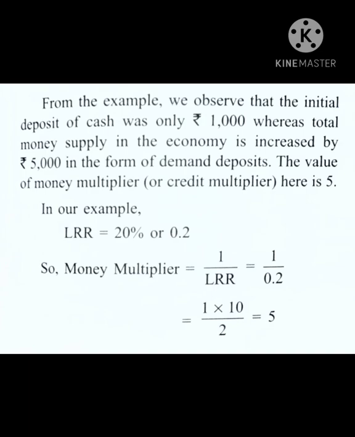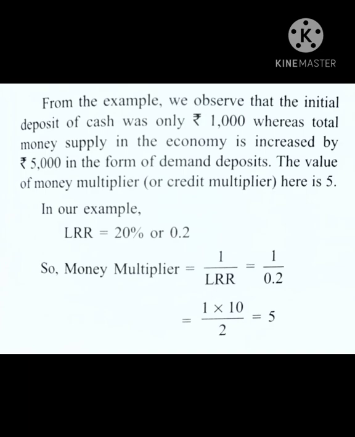So how will you calculate, what is my LRR? LRR I already said, that is 20%. 20%, that is 20 upon 100, which you can say 0.2. So what was the formula which I have given? 1 upon LRR. So 1 upon LRR, that is 1 upon 0.2. So that is 1 into 10 upon 2. I hope you understand how I make that 10. You will remove this decimal and multiply by 10. So ultimately it will come to 5.